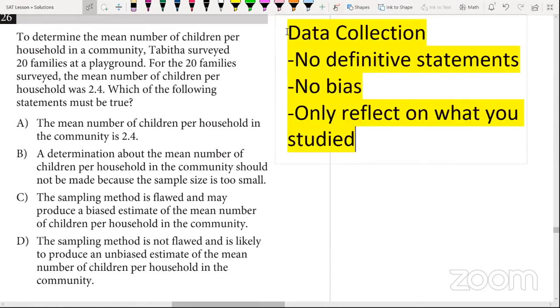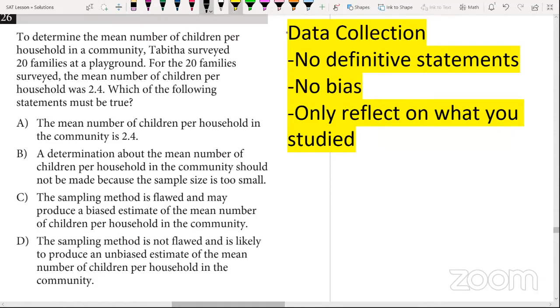And we have question 26. So, let's see here. Excuse me. So, okay, we have number 26 here.